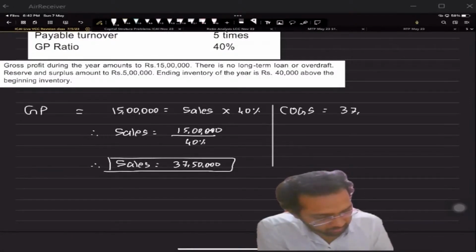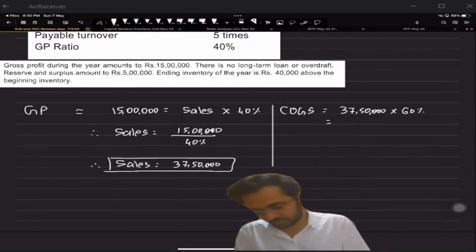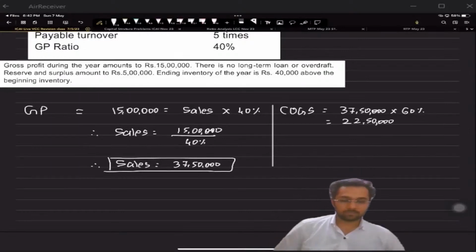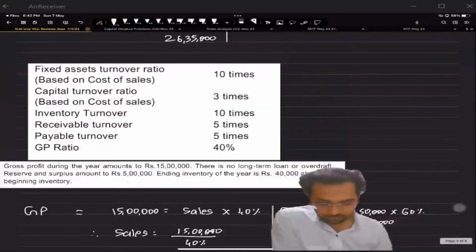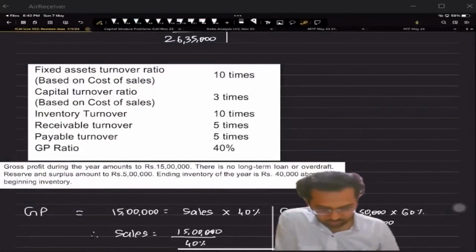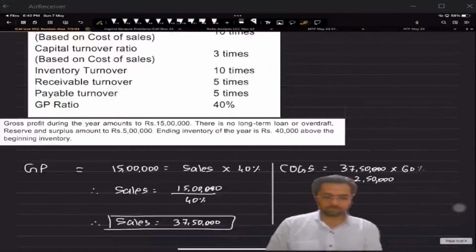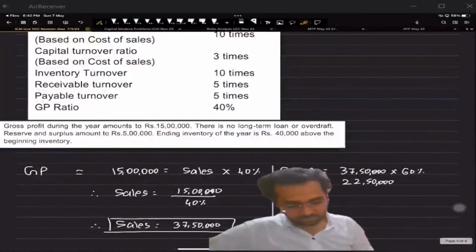COGS will be 37 lakh 50,000 into 60%, which is 22 lakh 50,000. Right. So COGS is 22 lakh 50,000. So based on COGS, inventory turnover, your receivables turnover, payable turnover, GP ratio is given. Now, since we have sales, we can get the receivables also.